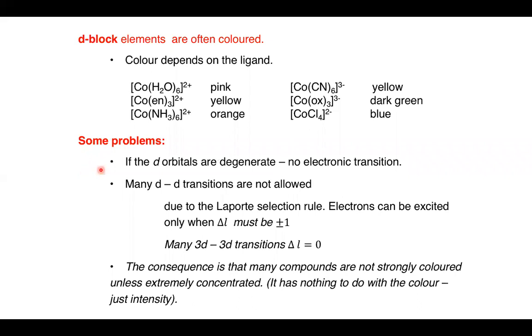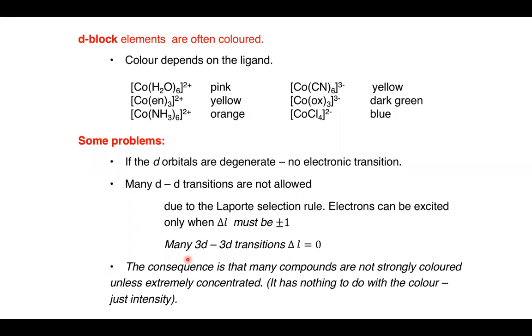There are, of course, some problems. If the d orbitals are degenerate, there's going to be no electronic transitions, and many d-d transitions are not allowed. This is due to the Laporte selection rule, which comes back to quantum mechanics. Electrons can only be excited when delta L must be plus or minus 1. For many 3d transitions, delta L is going to be 0. The consequence is that many compounds are not strongly colored unless we really concentrate them a lot.